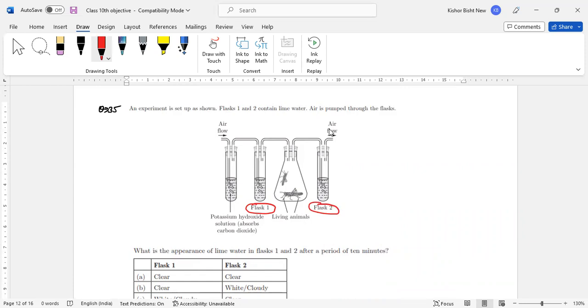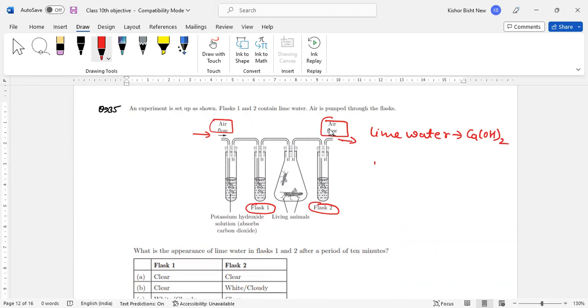They contain lime water. Lime water means Ca(OH)2. Okay, there is an air pump. What is happening here? We are flowing air inside, and here we are flowing the air outside. Please see, here air is coming inside the test tube, and here air is going out of the test tube.